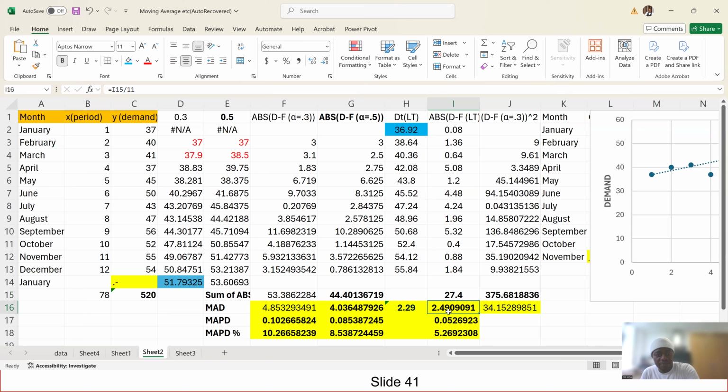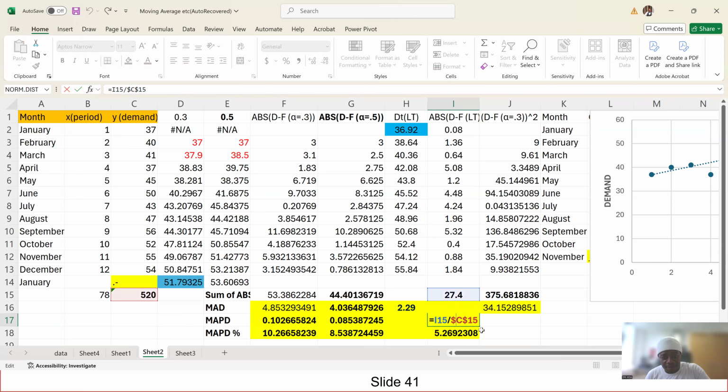I know why. That one is not supposed to be divided by 11. It's supposed to be divided by 12. I think I divided it by 11. So let me divide it by 12. And then you divide this by that, and you get the same thing.